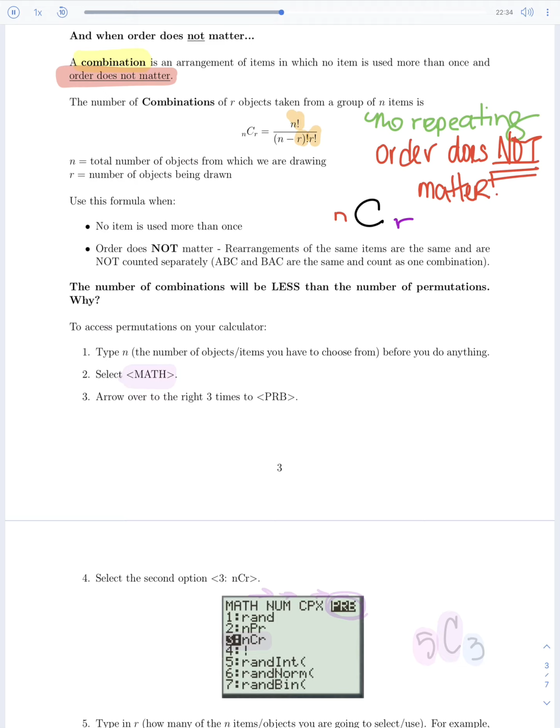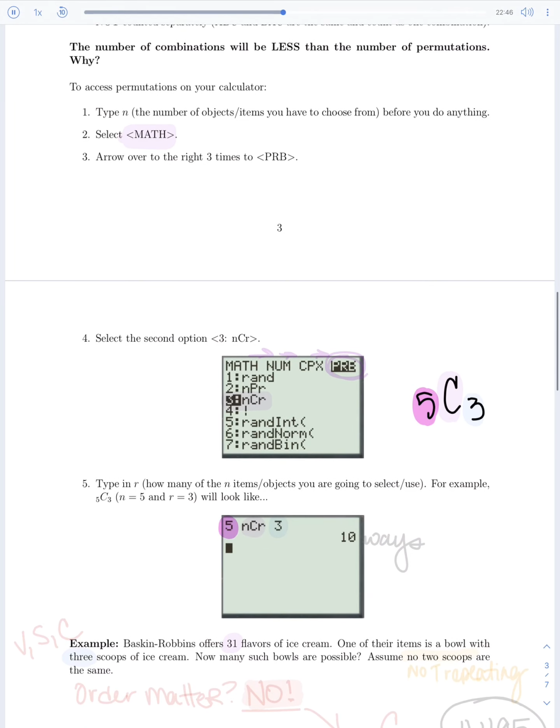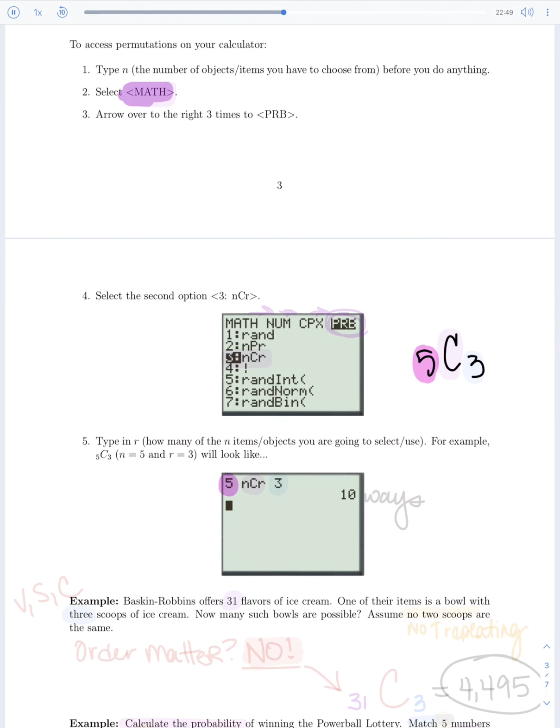So if you wanted to do a 5C3, similar to what we did last time, you would type the 5 into your calculator first on the main screen. Then you'd go back, just like before, to your math button on your calculator. Then you would arrow to the right 1, 2, 3 times until you were at PRB for probability. And then you would arrow all the way down to option number 3 where your C is. That is how you'd get that C in the middle. You still wouldn't be done though. You'd still have to enter how many you're actually going to choose or use on your problem, which in this one would be 3.